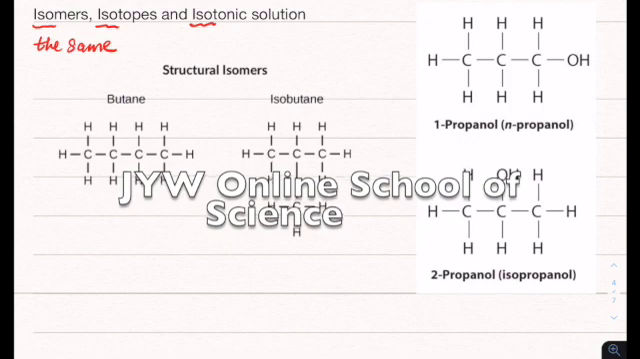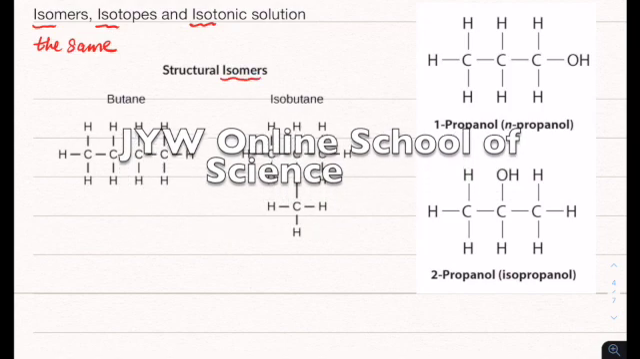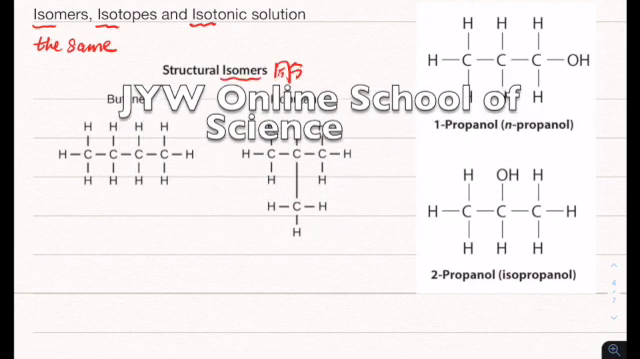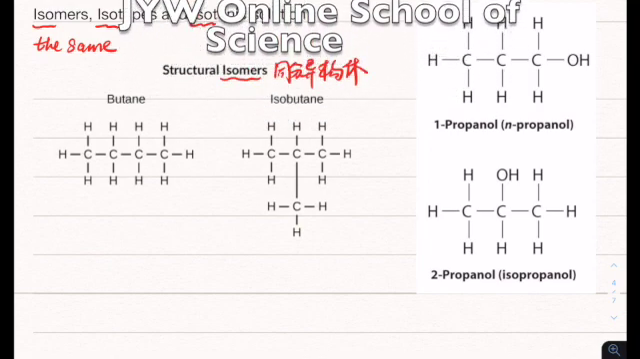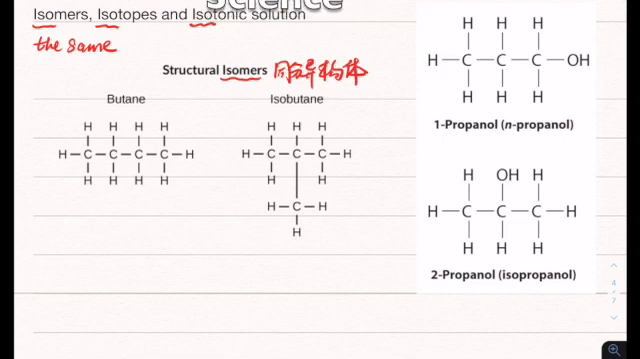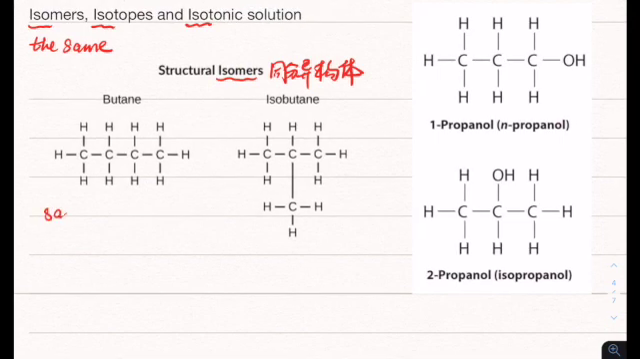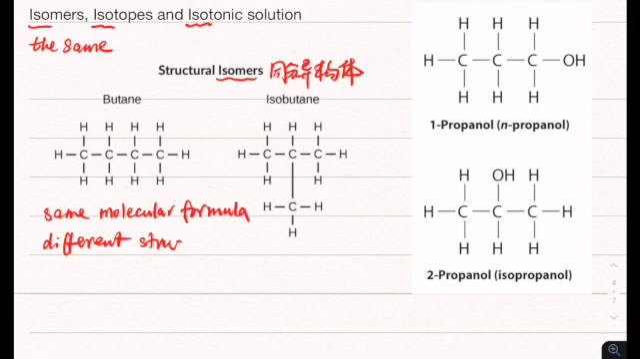Okay, let's look at isomer. Isomers means they share the same molecular formula, but they have different structural formula.